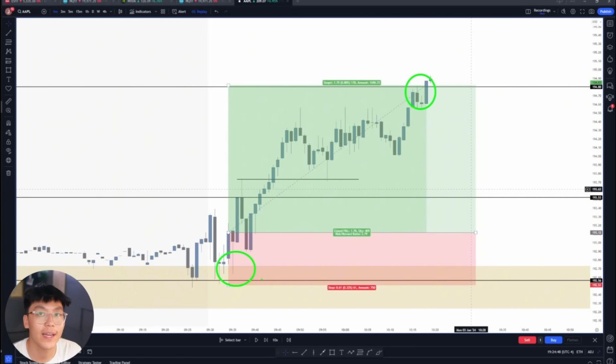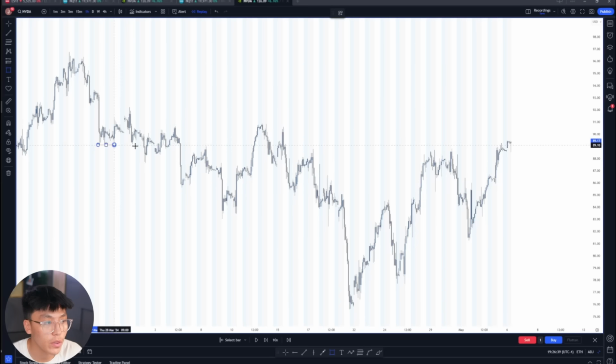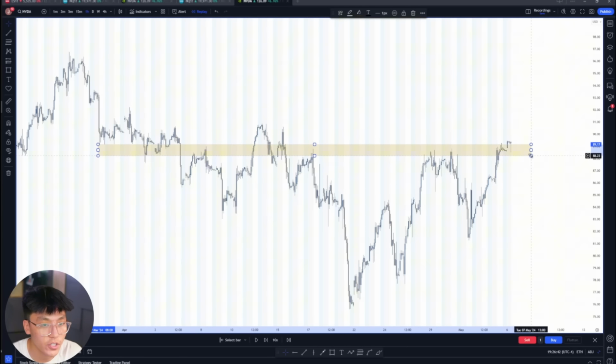So let's go on to the next example that I have for us today. You can see we're on my next example here, and this is on NVIDIA on the higher time frames. And you can see when we're looking to draw our key flip zones, you want to look for the areas with the most confluences and most touches. So this is the area that I have drawn out.